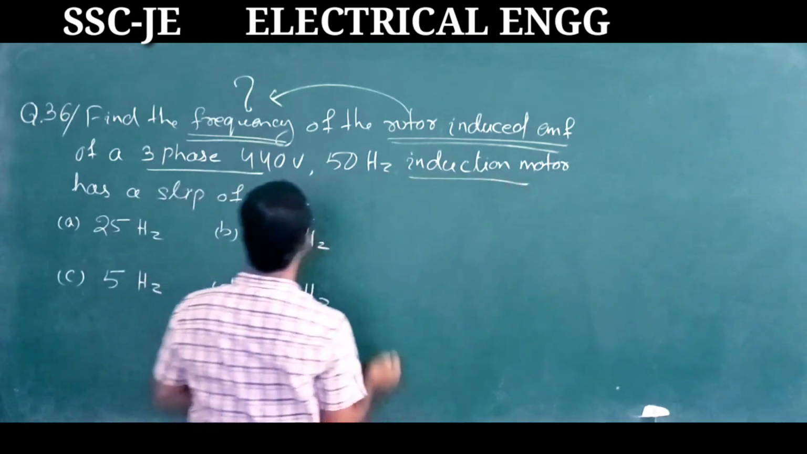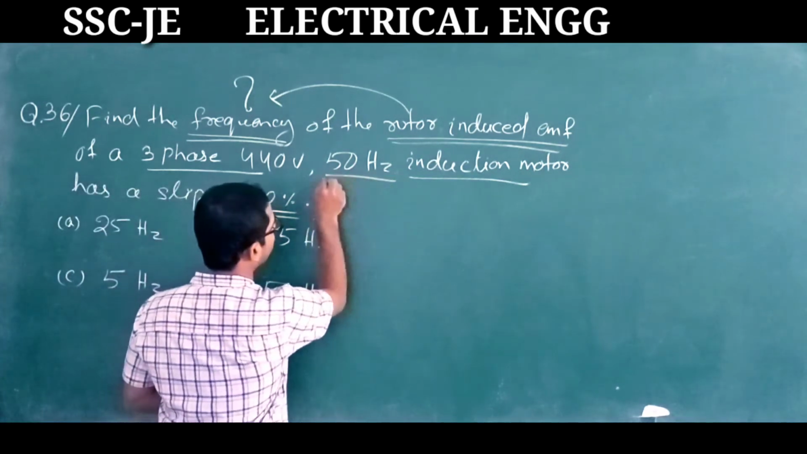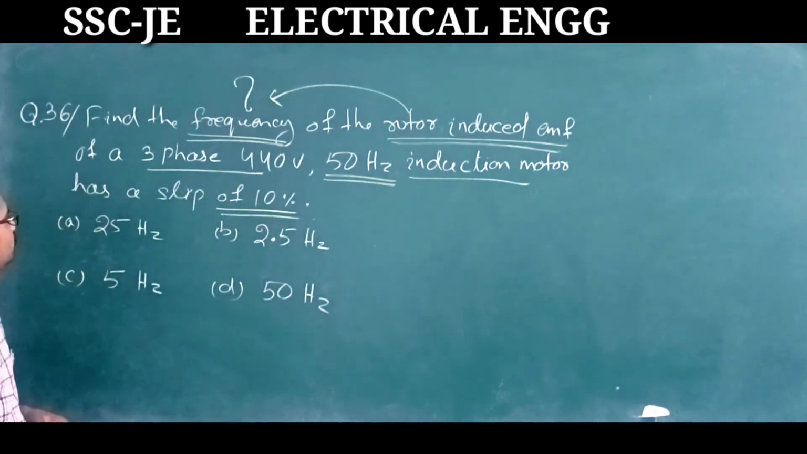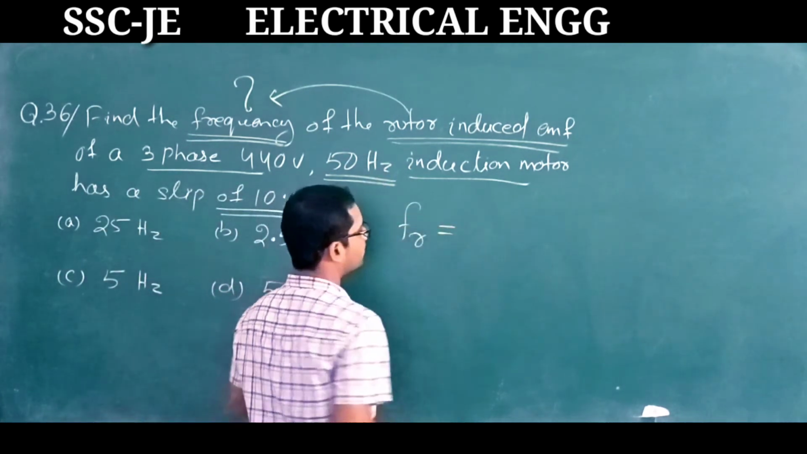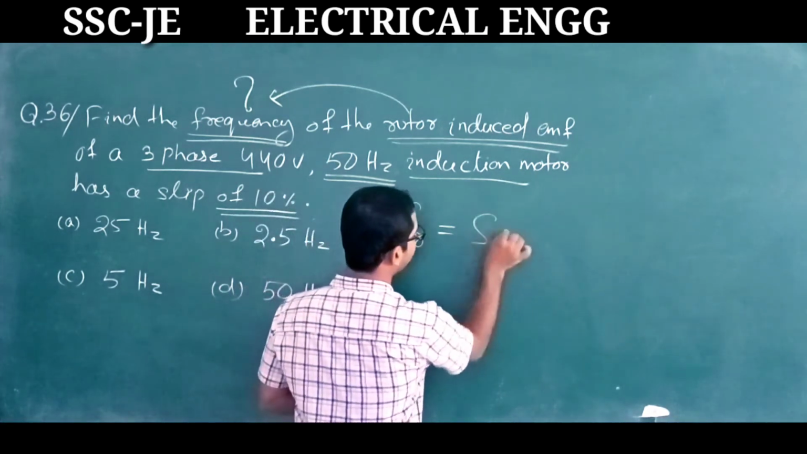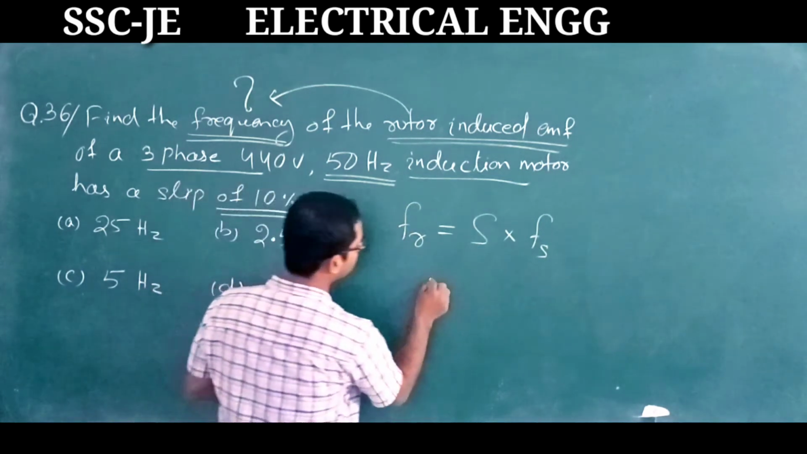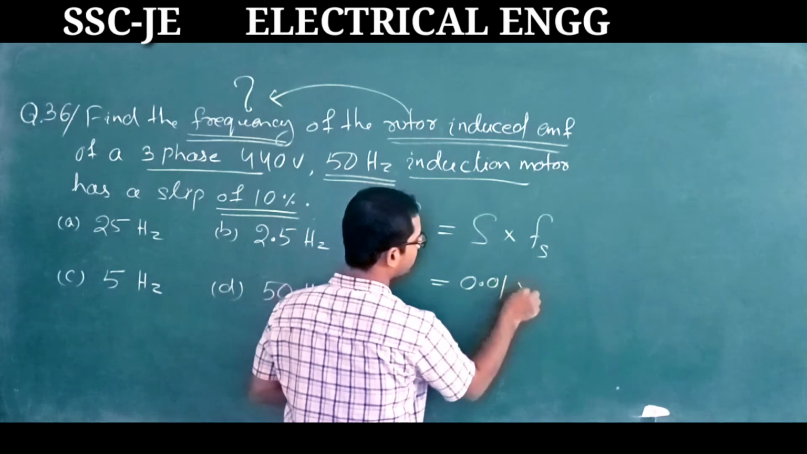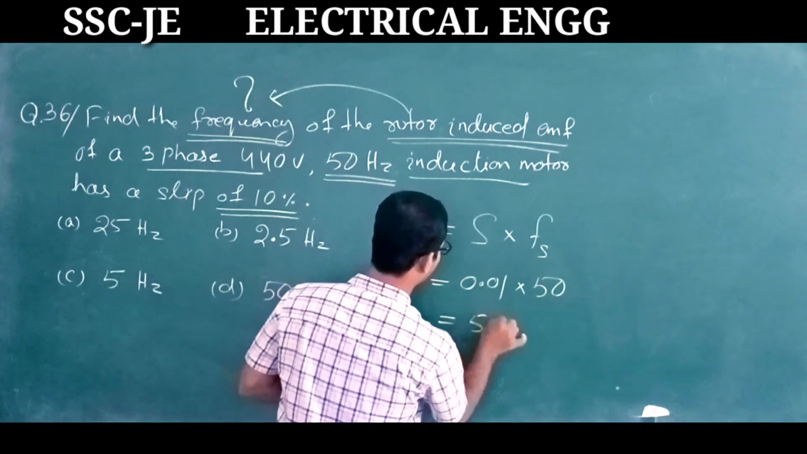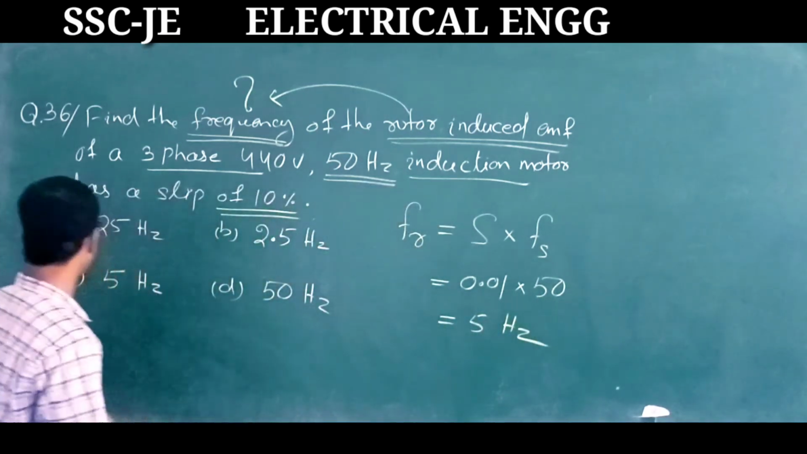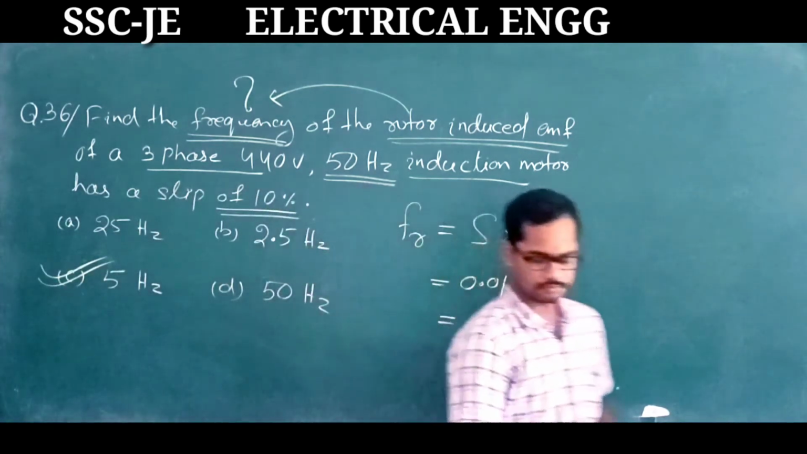This is your induction motor, having the slip given as 10%. And the frequency of your stator or your supply frequency is given as 50 hertz. So we know that the formula for the rotor frequency f of r is equal to slip into supply frequency f of s. The slip is 10%, so it is 0.1 into the supply frequency 50. So this will be 5, and the unit is hertz. So the answer is 5 hertz. Option number C is the correct answer. So moving to the next question.